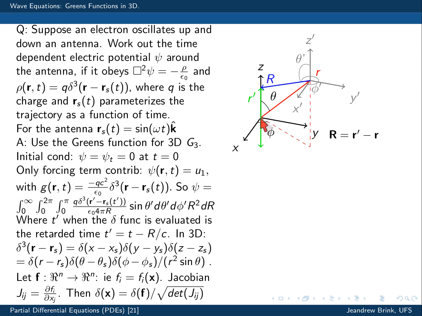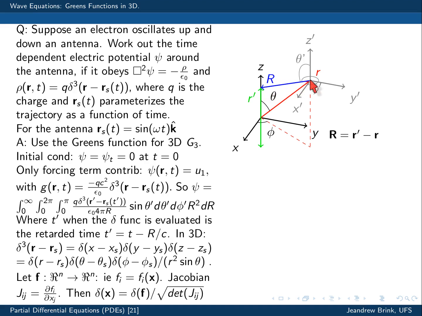We have that the particle basically moves up and down this green line, so from 1 to minus 1 in a sinusoidal fashion. We want to know what the field, what psi is like at a particular vector r at a particular time t. In order to evaluate the Green's function, we say, okay, let us have a new coordinate system that is centered at r, and what enters into the Green's function is basically this vector r over there.